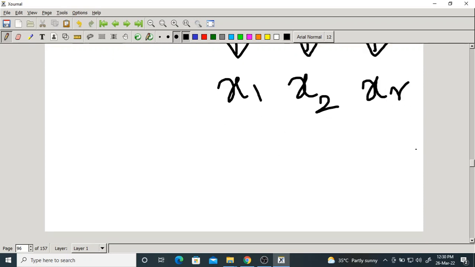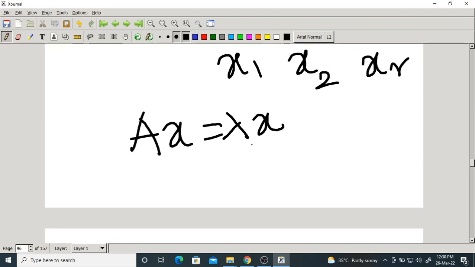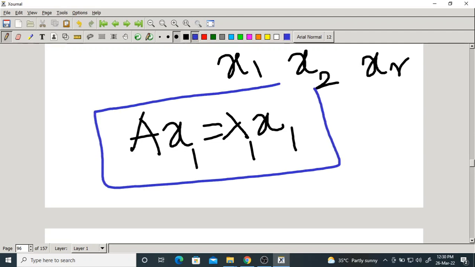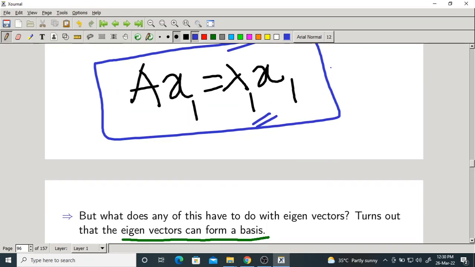Ax equals lambda x. Suppose lambda 1 is the eigenvalue, x1 is the corresponding eigenvector. This is the simple logic. What is x1? The eigenvector corresponding to eigenvalue lambda 1. Now, what I am saying is these eigenvectors can now act as basis vectors.